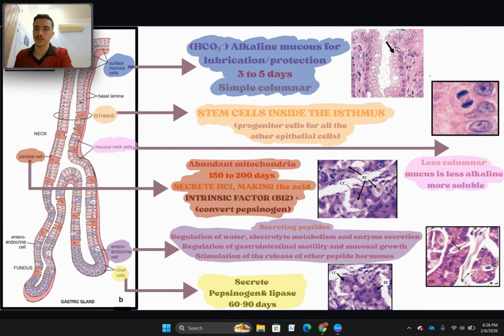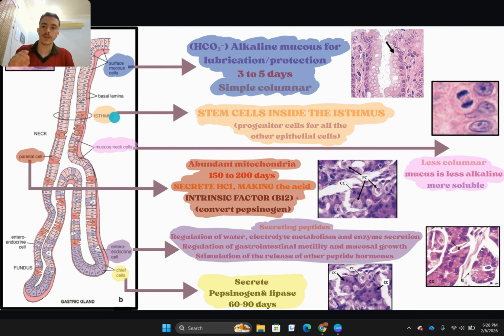Okay, for the isthmus, as we talked about, the isthmus is where you can find the stem cells, and they are the progenitor cells for all the other epithelial cells. So this is the center of regenerating the cells. Now we're going to talk about the parietal cells. They have abundant mitochondria. They have a lot of mitochondria. I'm going to tell you why in a bit.